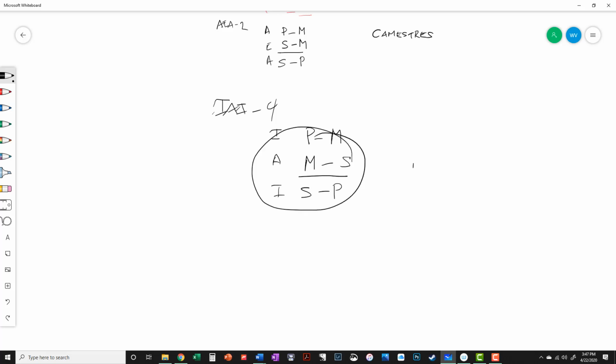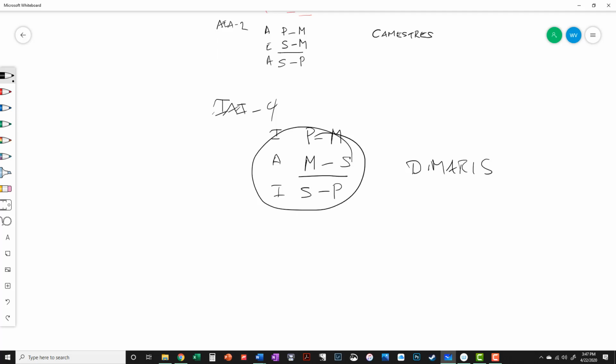It gets the name Dimaris. I'm not going to ask you to know these names, but if you happen to learn them, that's great. They're kind of fun to say. Ferio, Festino, Datisi, Ferison, and so on. You'll see them in the document that I mentioned that summarizes categorical logic for you.